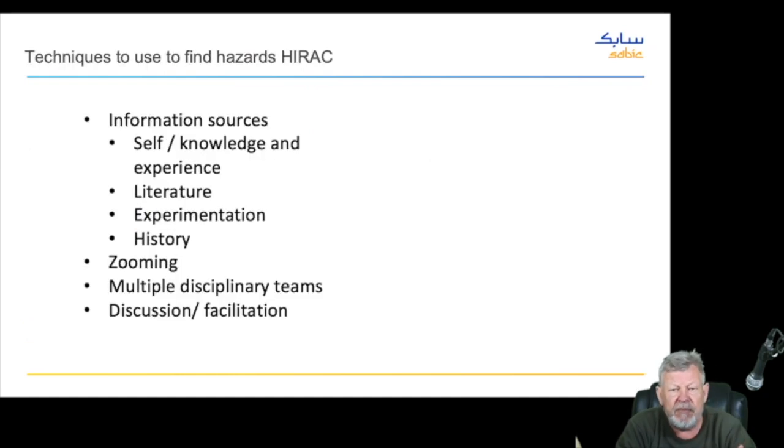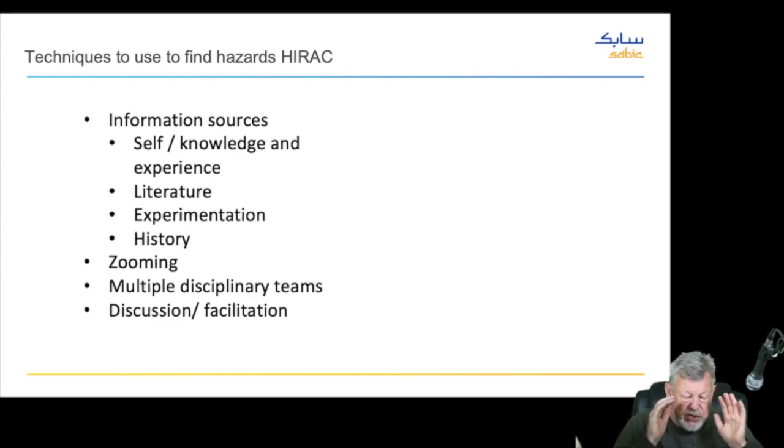Now we go into the practical application of the skill and we say, where do we get the information from to do this hazard identification risk assessment? And we can get information from ourselves, from our own knowledge and experience. We can get it from other people. We can get it from literature. We get it from experimentation, although experimentation can be dangerous, so that is not recommended. And we get it from history, past incidents, and our own mistakes and successes.